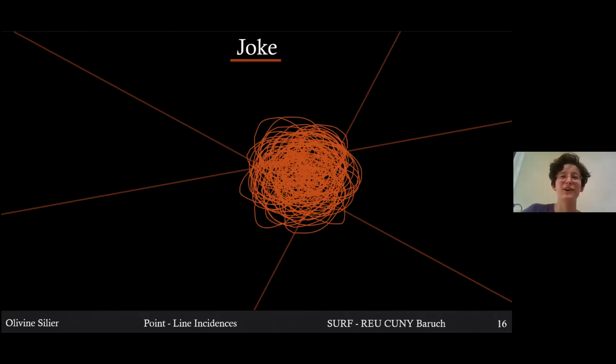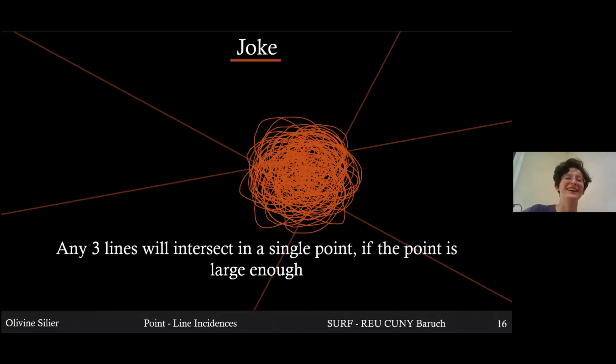And what we all did is this, which is you grow exasperated and just draw a huge dot in the middle and call it T. And this gave rise to the fundamental theorem of geometry, at least according to us, which is any 3 lines will intersect at a single point if the point is large enough.